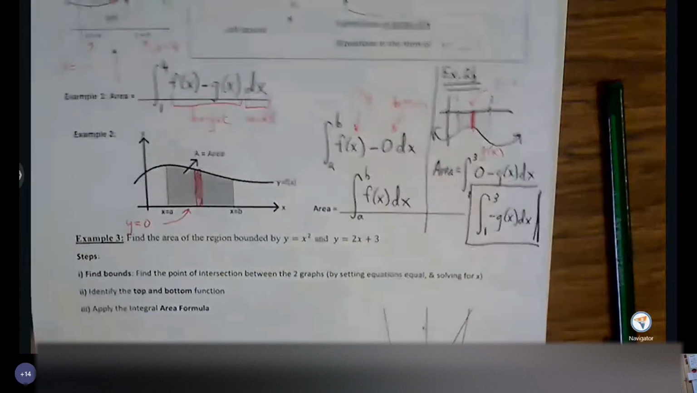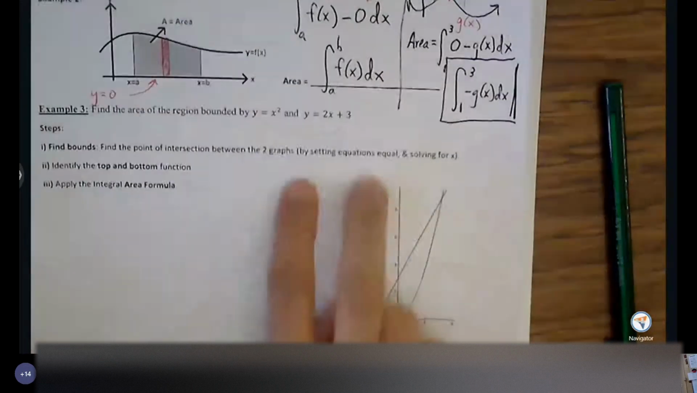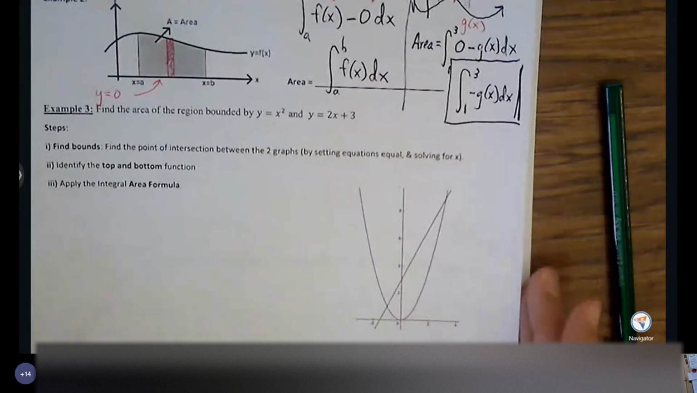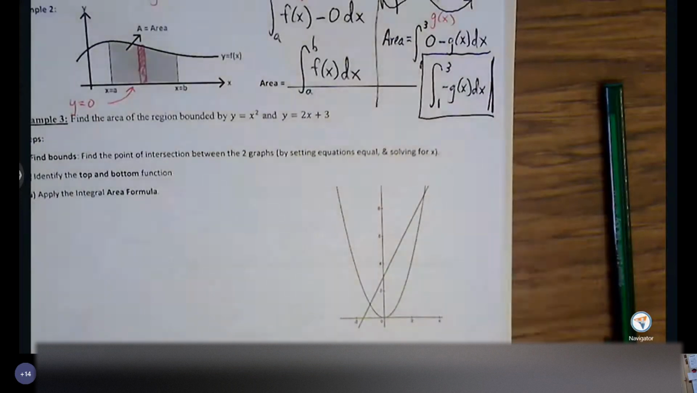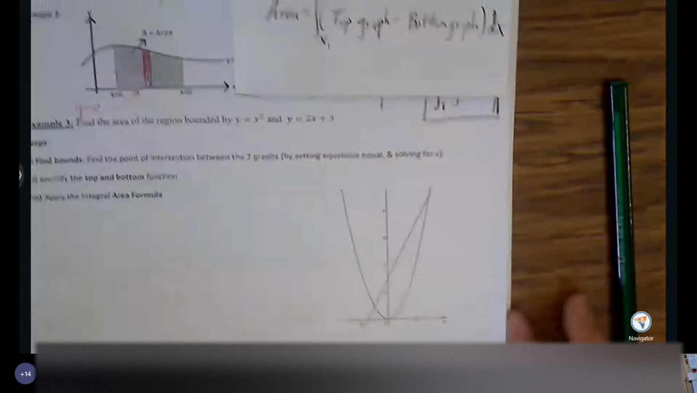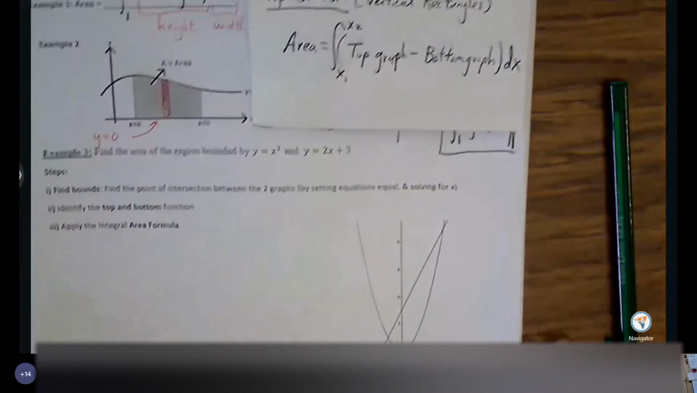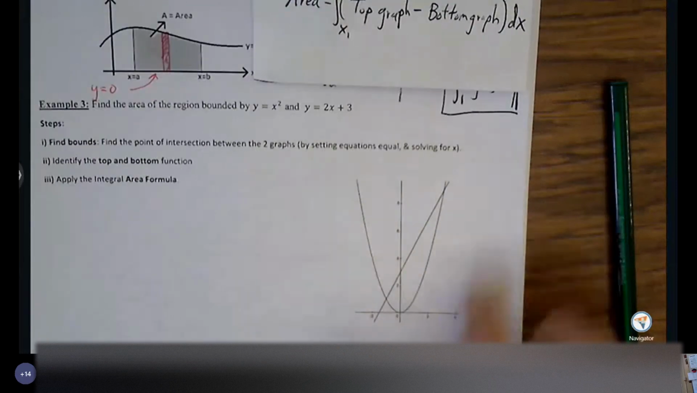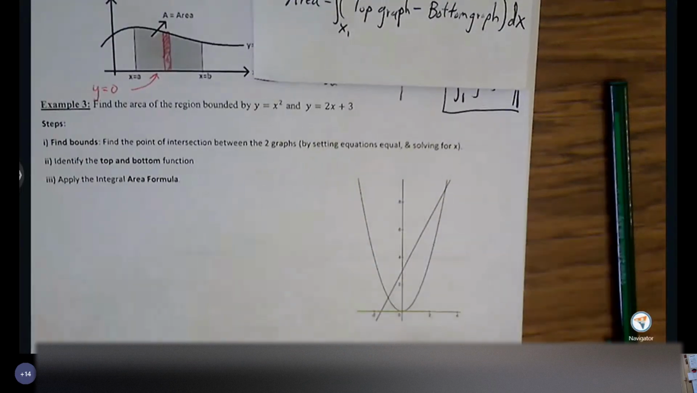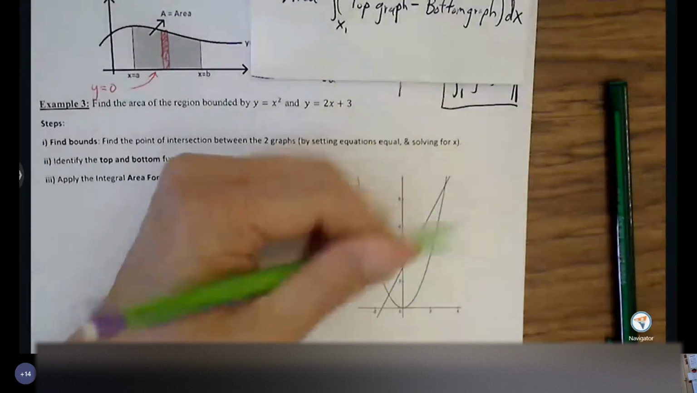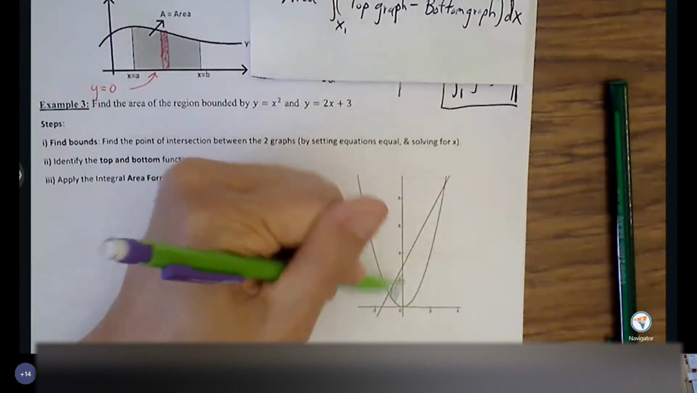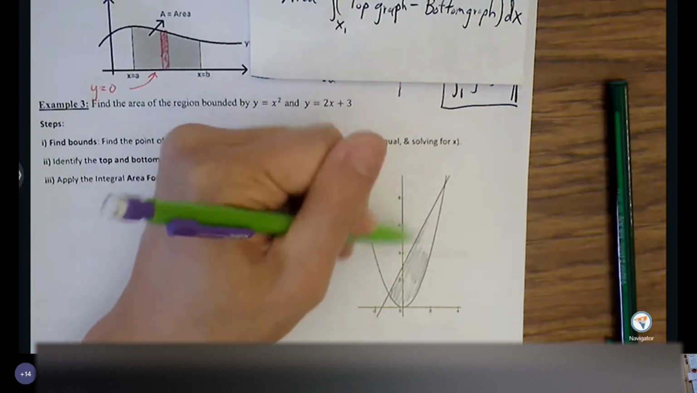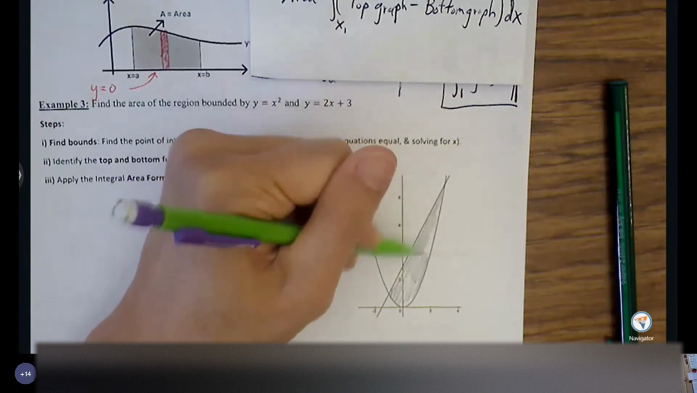Okay, so let's look at a full example, a specific example using functions where we have to work things out by hand, and also we can plug into the calculator as well. But we're going to practice using the formula, this top minus bottom relationship between the two curves. So first, we see that we have y equals x squared, and y equals 2x plus 3. We have the enclosed region, which I'm going to shade in, and this is the region we're going to try to find an area for.